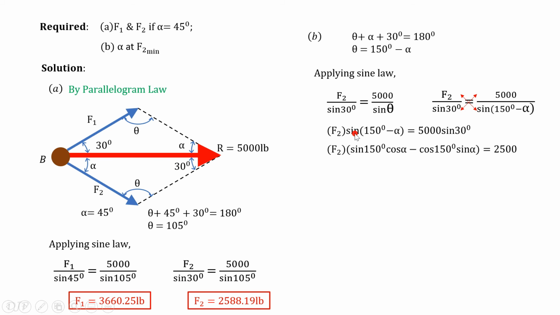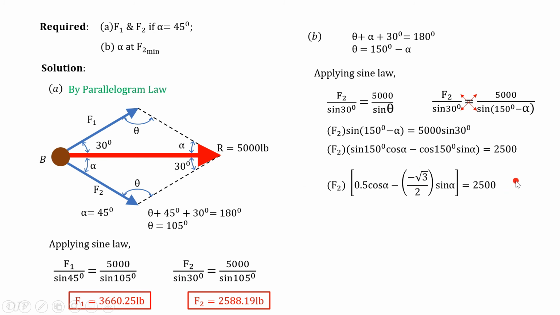Take note that in trigonometry, the expansion of the sine of this trigonometric function follows the pattern sin, cos, cosine, sin. You just need to copy the angles and copy the sign for the sine function. Then it is equal to the constant 2500. We can still further simplify this as follows, where sine 150 degrees is equal to 0.5 and cos 150 degrees is equal to negative square root of 3 over 2.